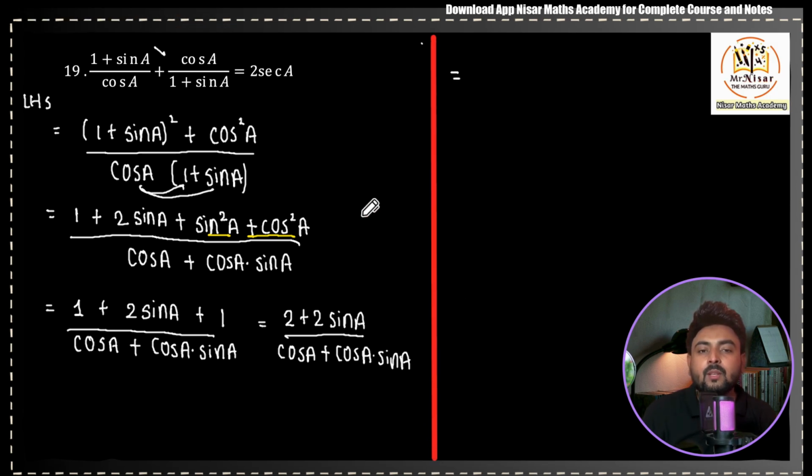In the numerator I can see 2 here and here also. I'll take 2 common, so 2 will be outside, and 1 plus sin a is remaining in the bracket. In the denominator, again I'll take cos a common. If cos is outside, 1 plus sin a is remaining.